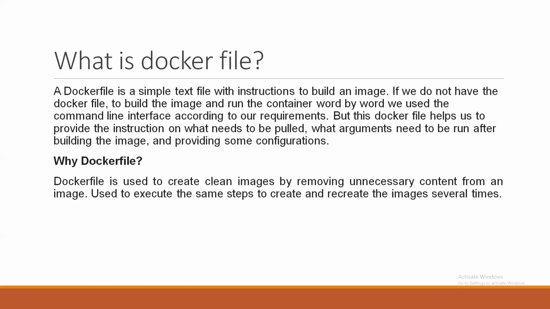So what is a Dockerfile? A Dockerfile is a simple text file with instructions to build an image. If we do not have the Dockerfile, we have to build the image and run the container word by word using the command line interface according to our requirements. But this Dockerfile helps us provide instructions on what needs to be pulled and what arguments need to be run after building the image, and provides some configurations. Why Dockerfile? It is used to create clean images by removing unnecessary content from an image. It gives simple steps to create and recreate images several times.